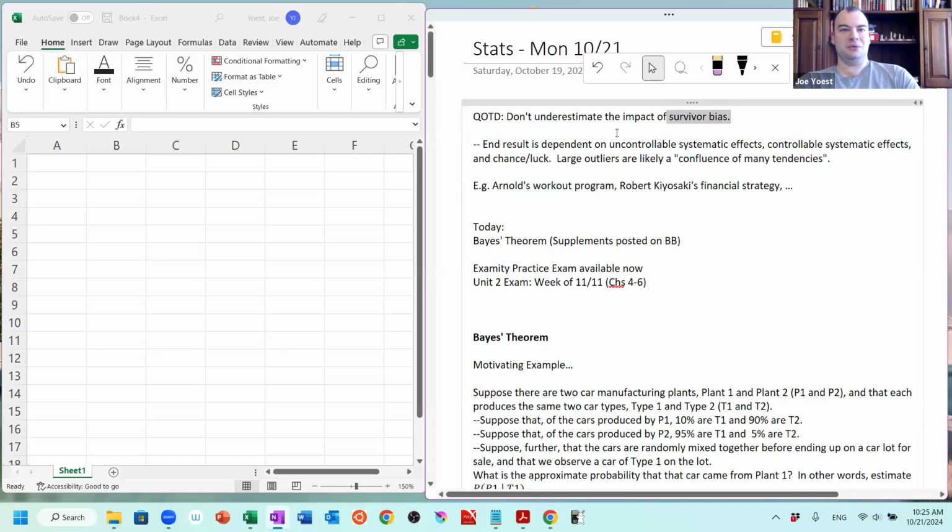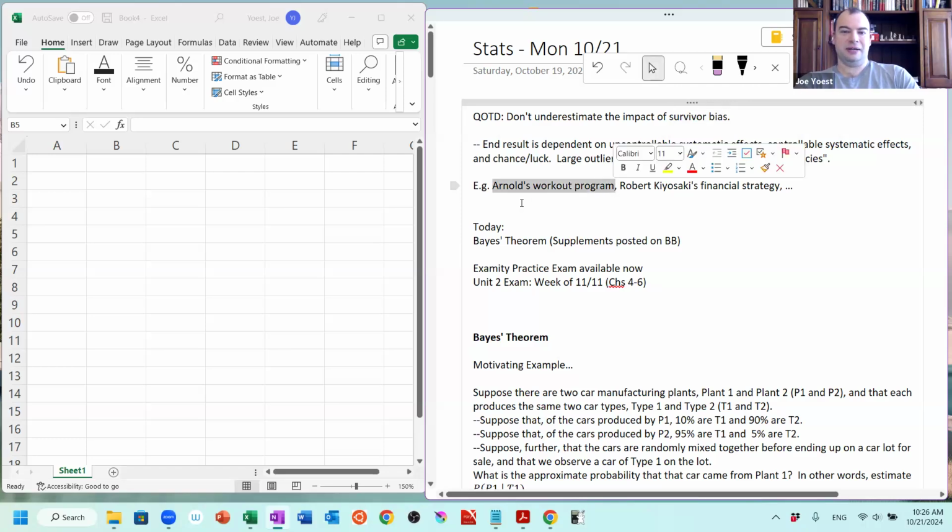we have to take into account when we're looking back like that, when we're looking at somebody like Arnold and saying, "Hey, he had a great physique. How do I get that physique?" Or when we're looking at somebody like Robert Kiyosaki, who wrote the book Rich Dad, Poor Dad, who had a great financial outcome. How do I get that financial outcome? Whatever it may be, if we're looking backwards at successful people and saying, how did they become successful? We have to remember that there's a survivor bias there.